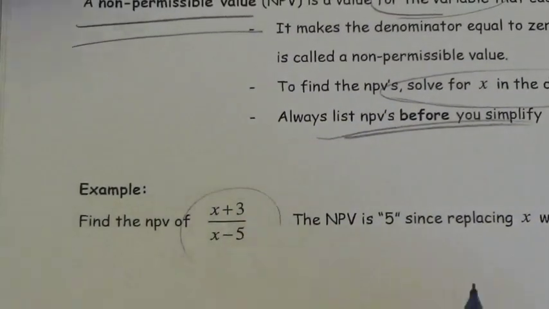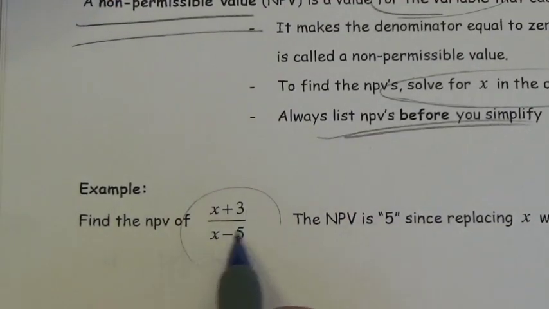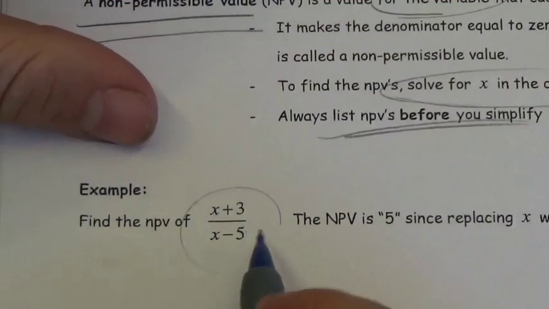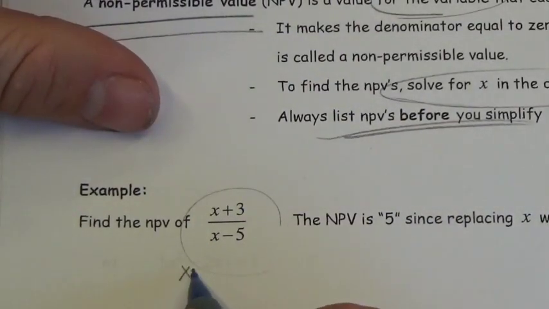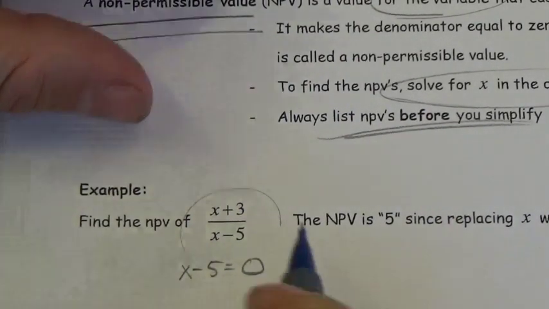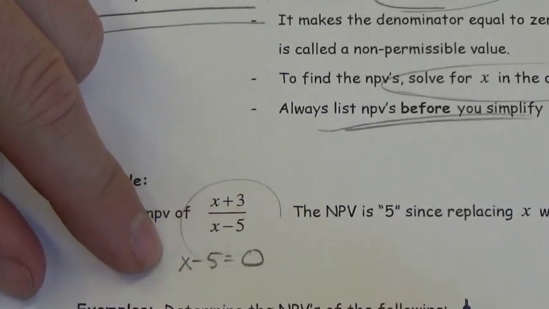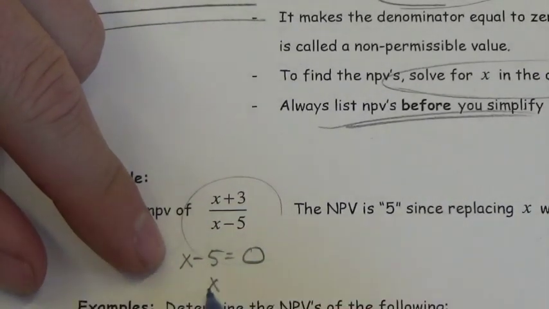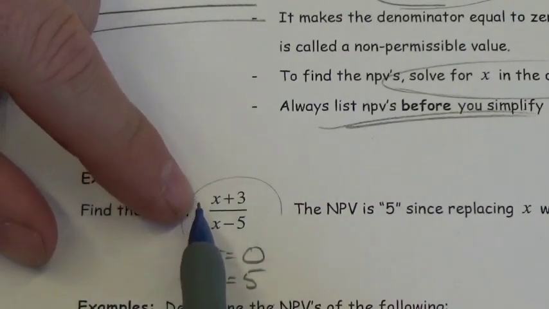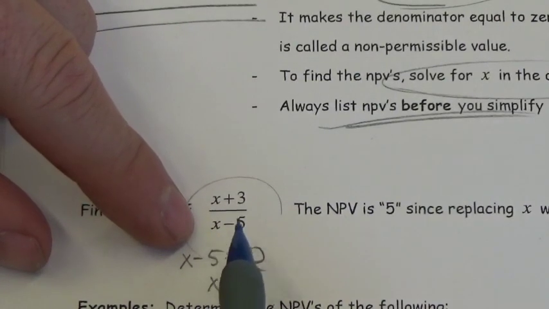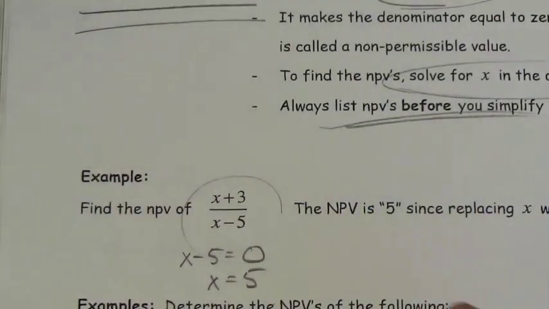So let's say you've got this rational expression here, x plus 3 divided by x minus 5. If we want to figure out the NPVs here, I want to know what value of x makes x minus 5 equal to 0. And the answer is I would add 5 to both sides, so x equals 5 here. When x is equal to 5, the numerator becomes 8, but the denominator becomes 0. I can't let that happen.